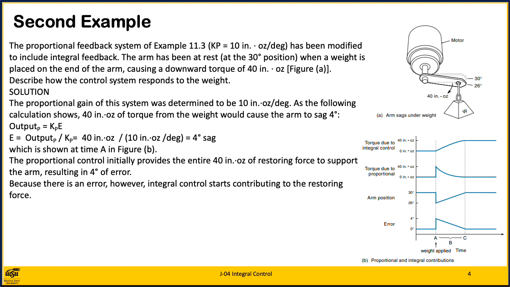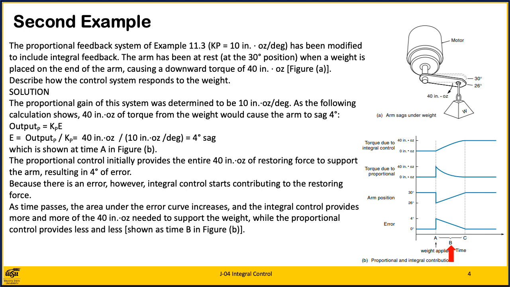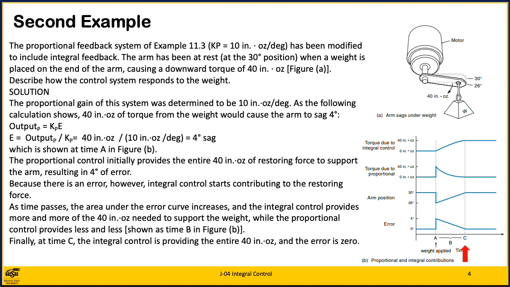As time passes, the area under the curve increases, and the integral control provides more and more of the 40 inch-ounces needed to support the weight, while the proportional control provides less and less, as is shown in time B in figure B. Finally, at time C, the integral control is providing the entire 40 inch-ounces and the error is 0. A new steady state has been reached. Integral control response can easily be observed on industrial robots. When a weight is placed on the arm, it will visibly sag and then restore itself to the original position.